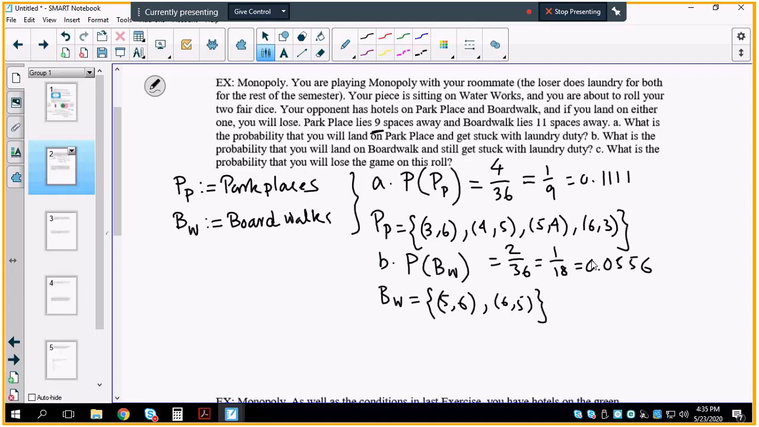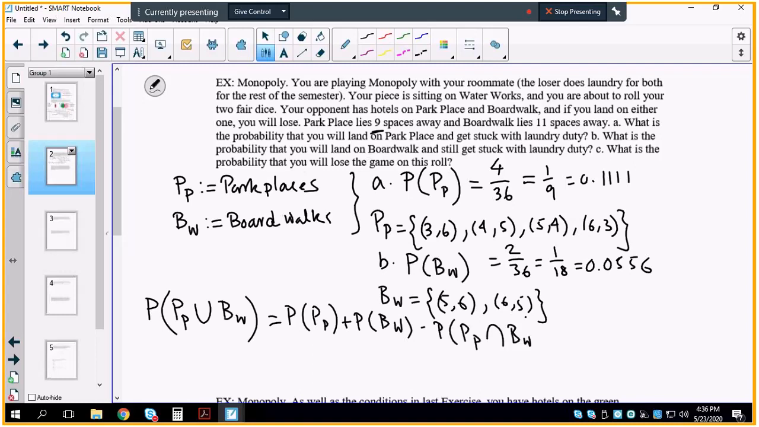Then the third question is, what is the probability that you're going to lose the game? Remember, you're going to lose the game if you land on either Park Place or Boardwalk. So I said either Park Place or Boardwalk. How do I write it in probability notation? It is probability of Park Place or, so union, Boardwalk. And that basically has done the problem for you. So this is by the formula of addition, probability of Park Place plus probability of Boardwalk minus probability of Park Place intersected with Boardwalk. That's just the formula of addition.